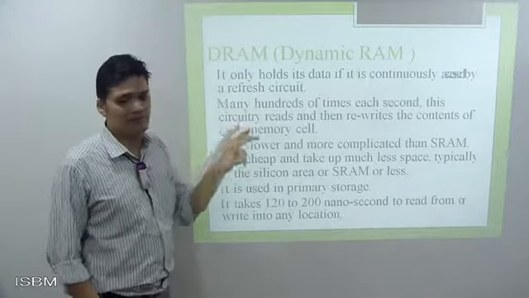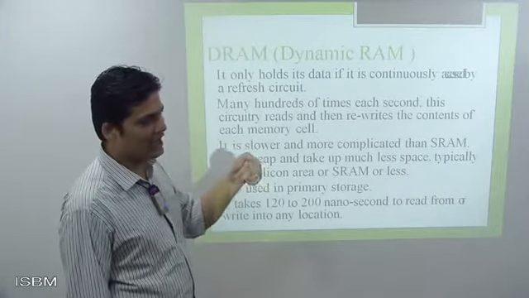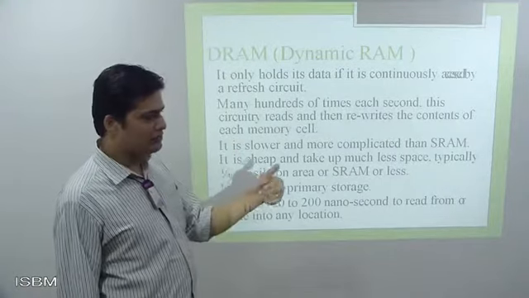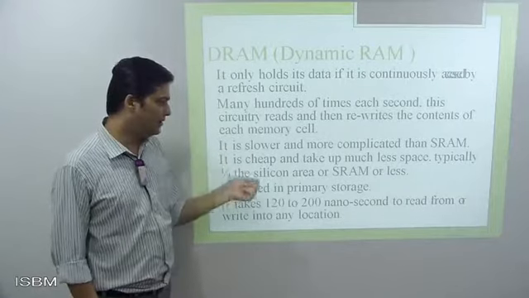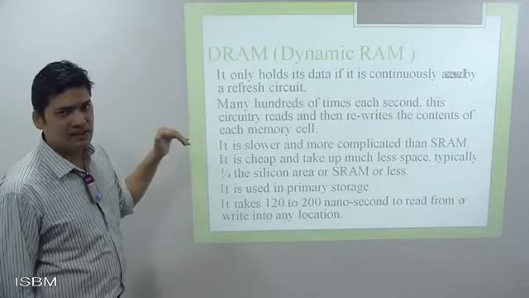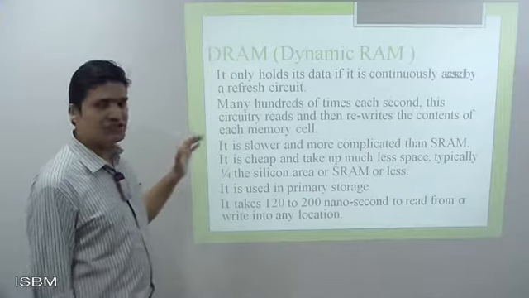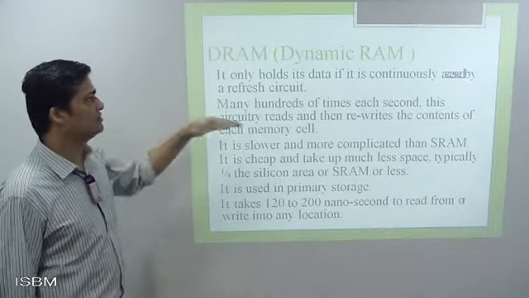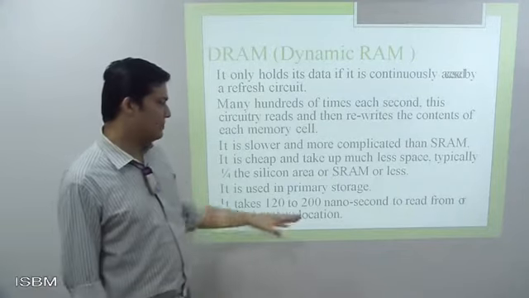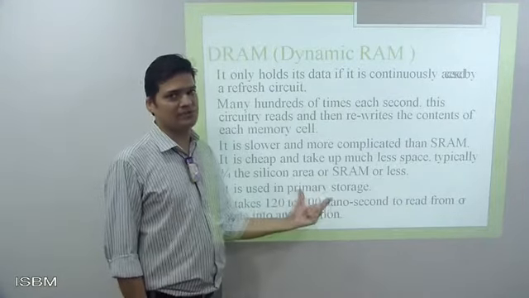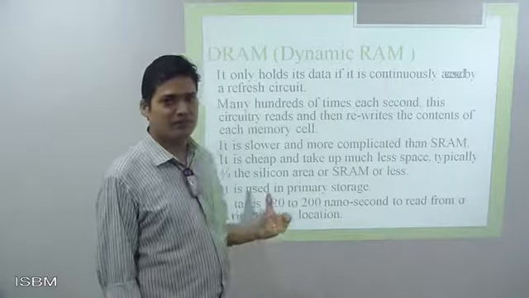So there is a difference in the question paper. If they ask the types of RAM, you need to write two types of RAM: dynamic RAM and static RAM. And then these are some differentiations while you are differentiating dynamic and static RAM. So it is used in primary storage. Basically RAM is a primary storage, so it works as a primary storage.